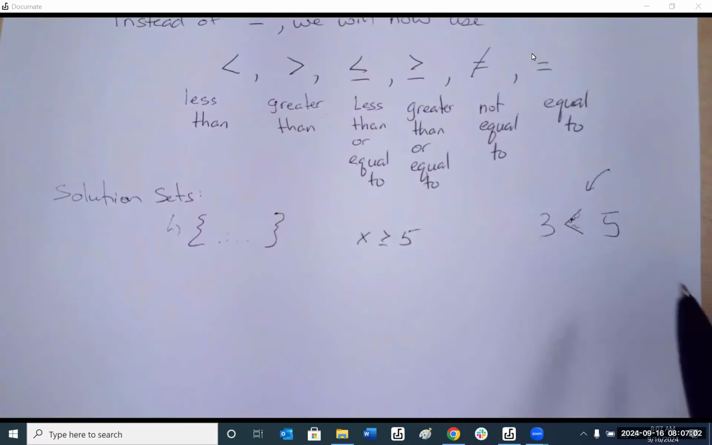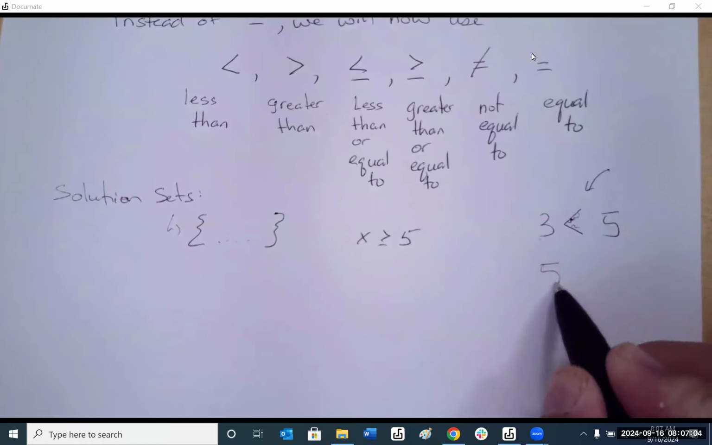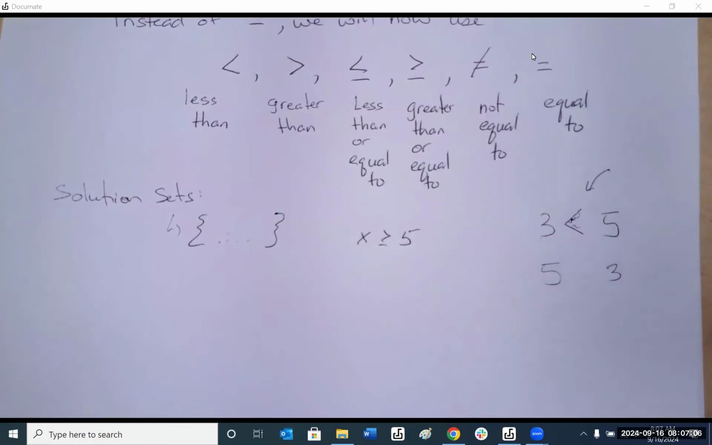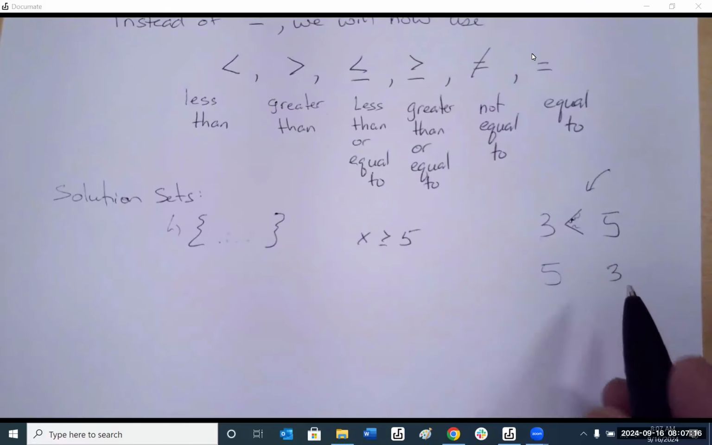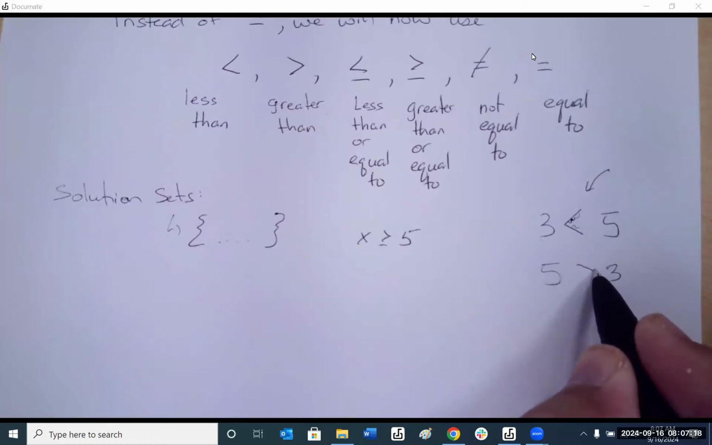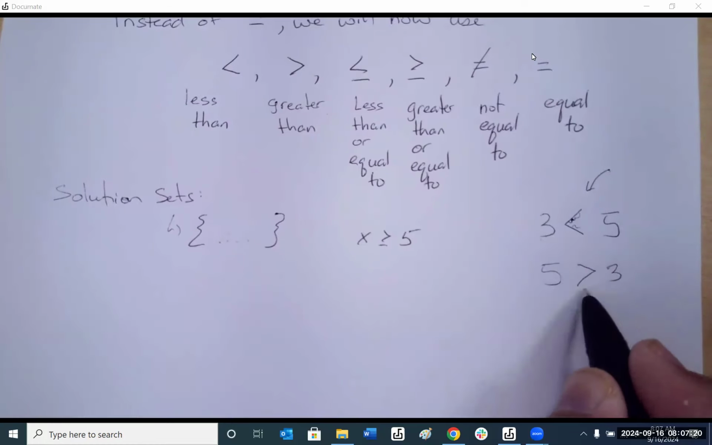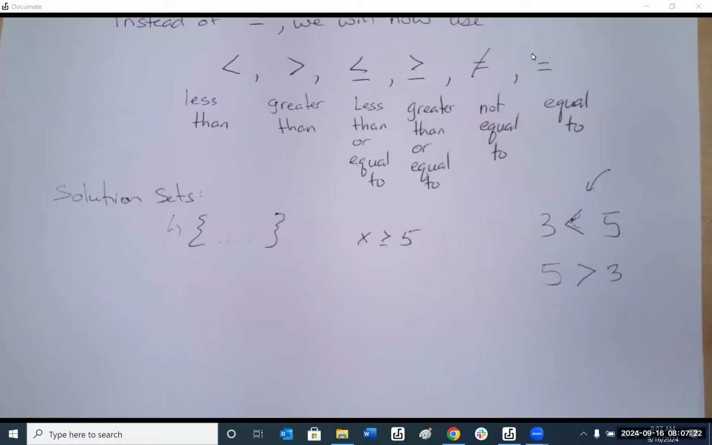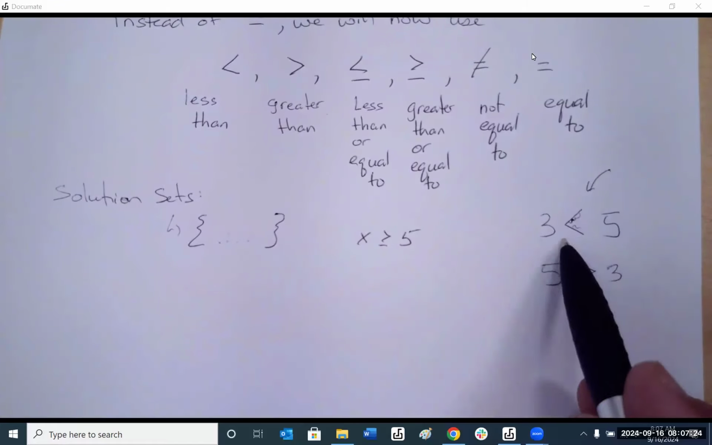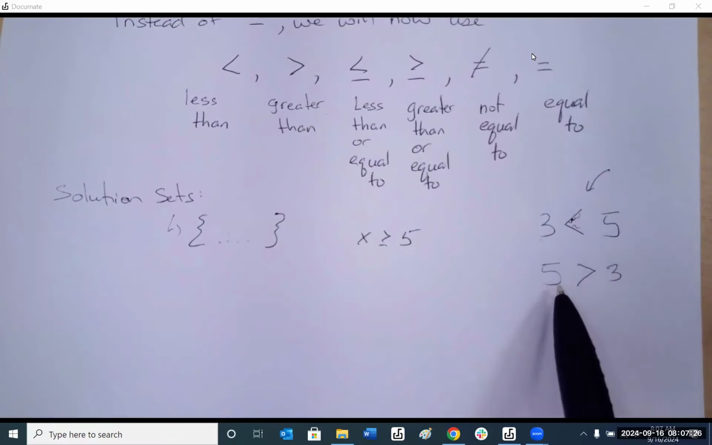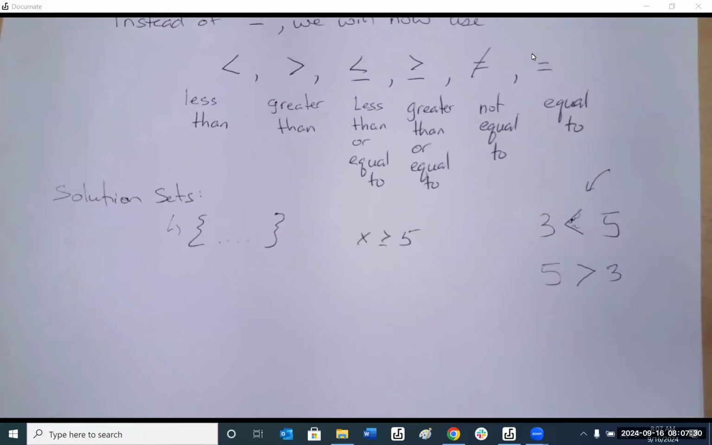So because we read it left to right, would it be the same this way? Would we use the same symbol there? No, we'd use another symbol. Remember, it points to the smaller one. It means the same thing. 3 is less than 5 is the same thing as 5 is greater than 3. You have to be able to read it both ways.